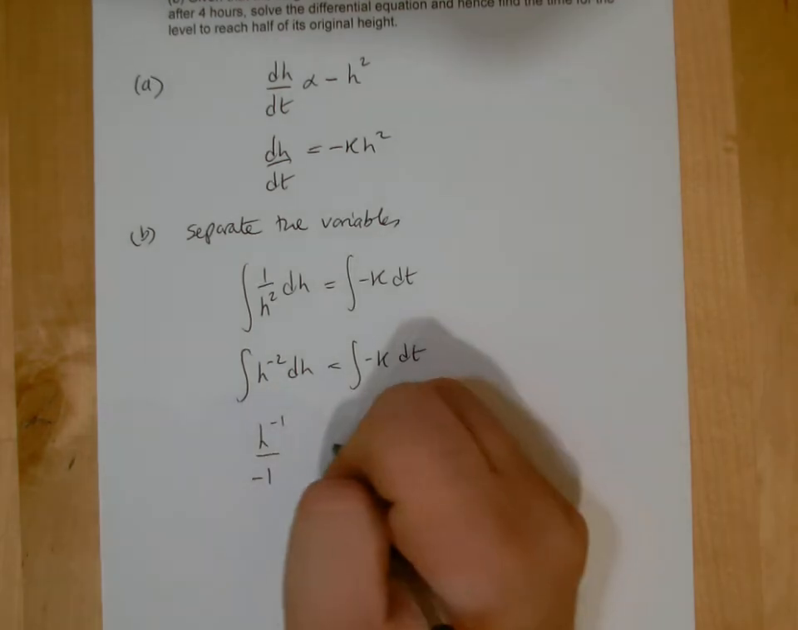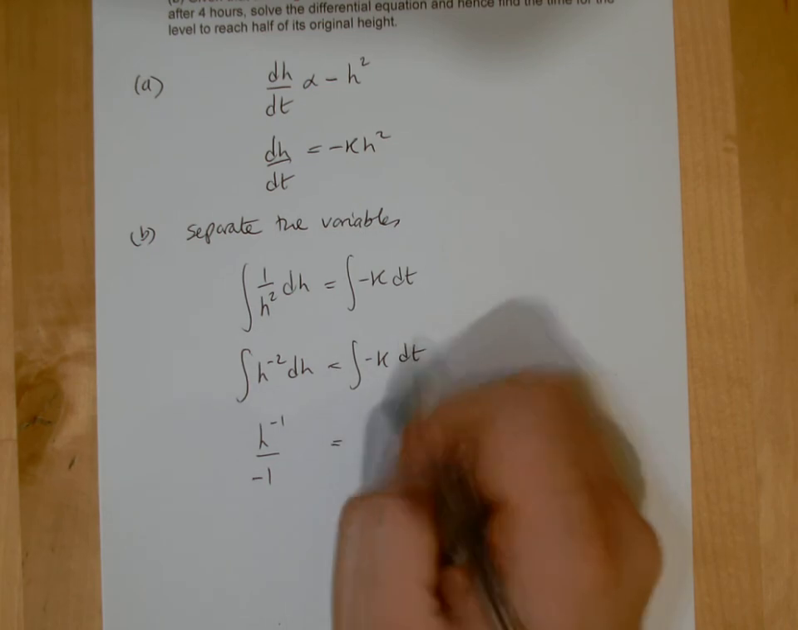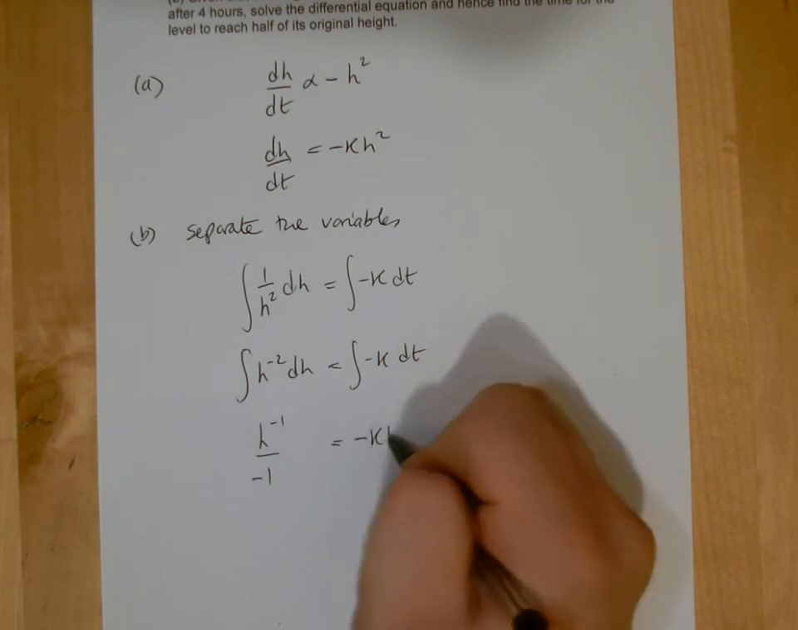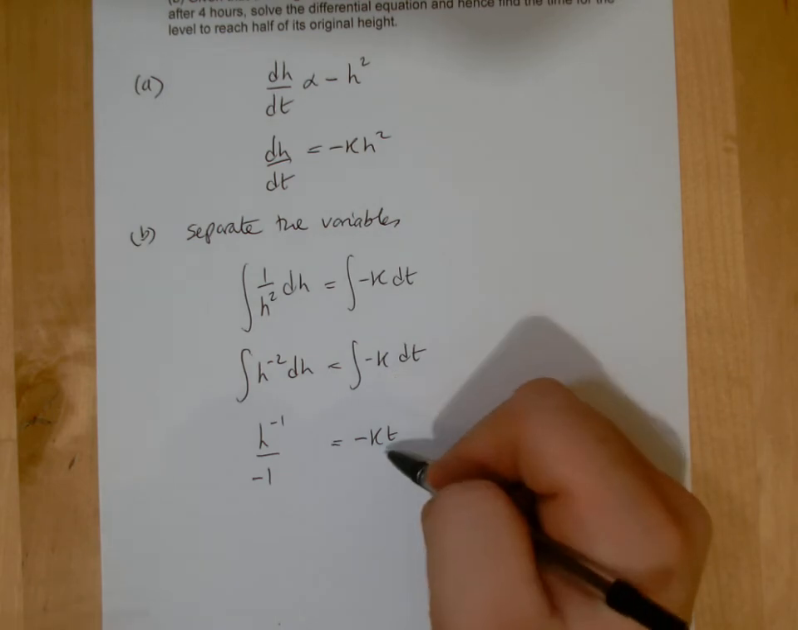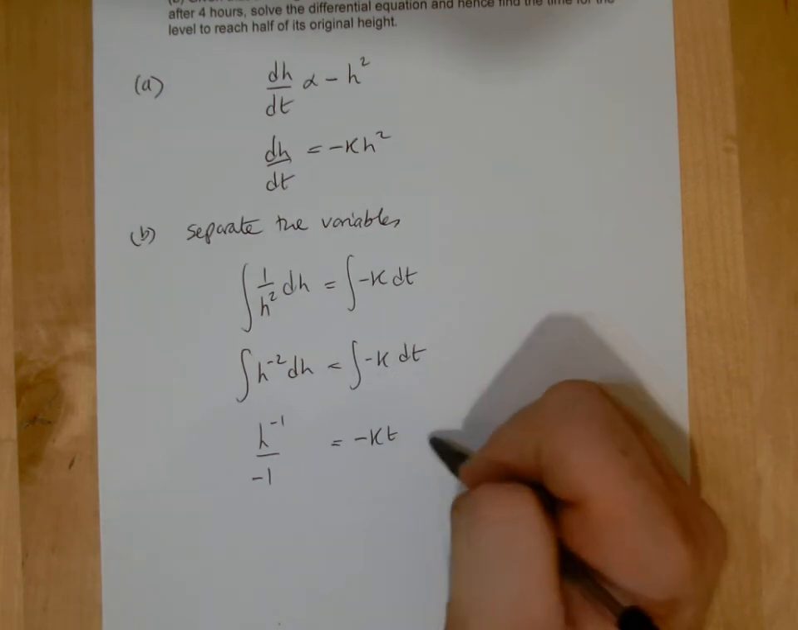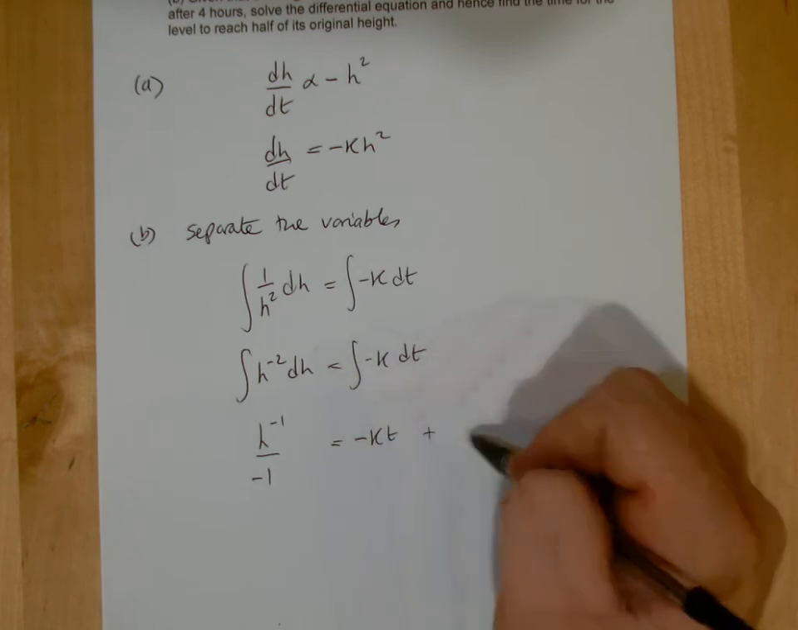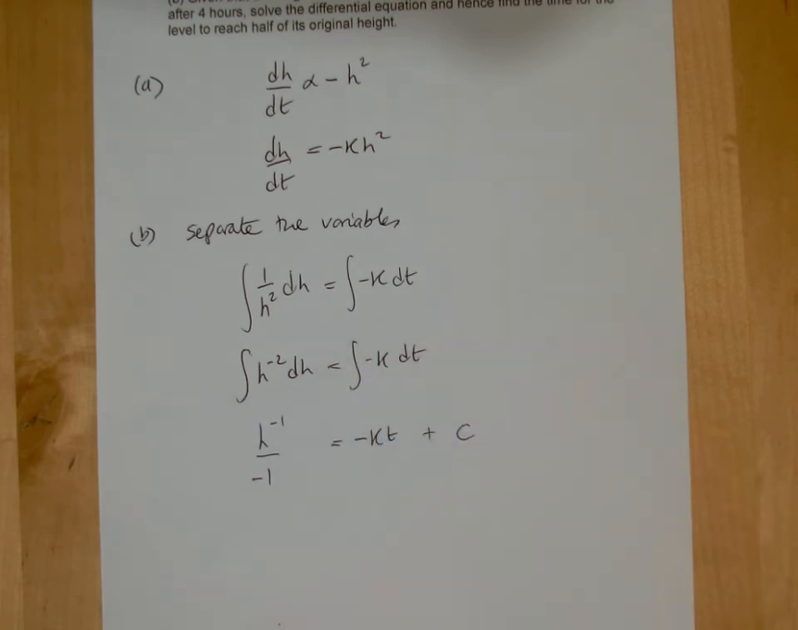Divide by minus 1. That will equal to then minus k, integrate it as minus k times t, because minus k is a constant. So integrate it, you get minus kt. Don't forget then, there's no limit, so you need to have an integrating constant there.